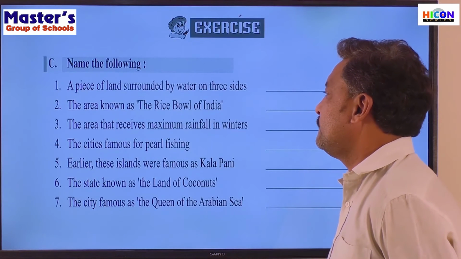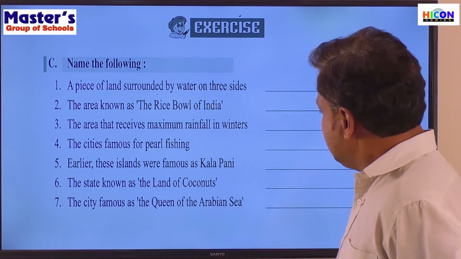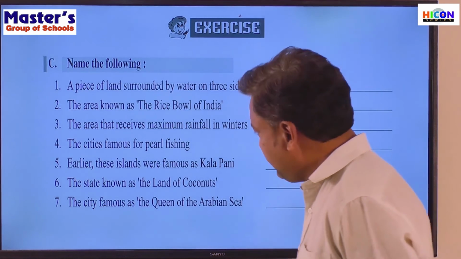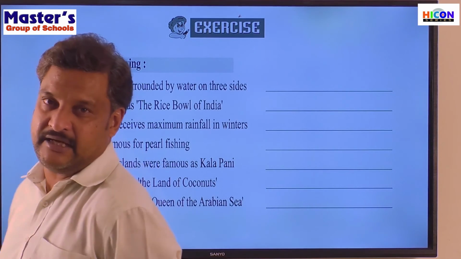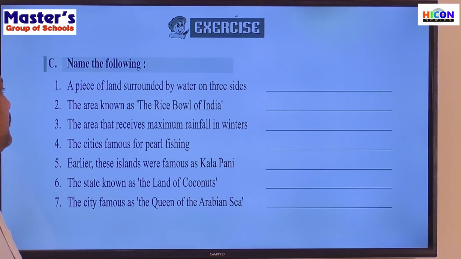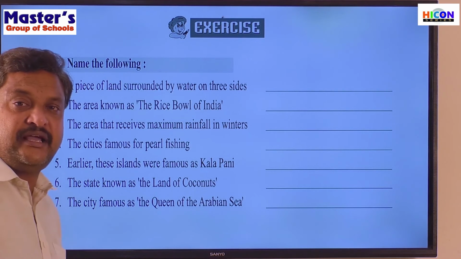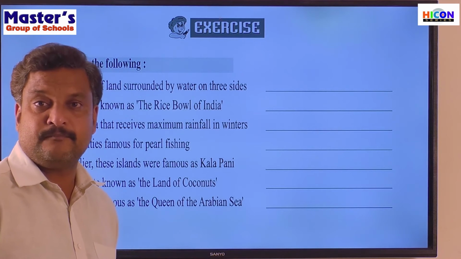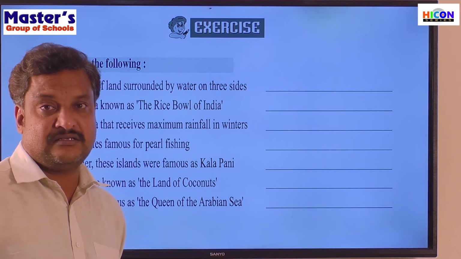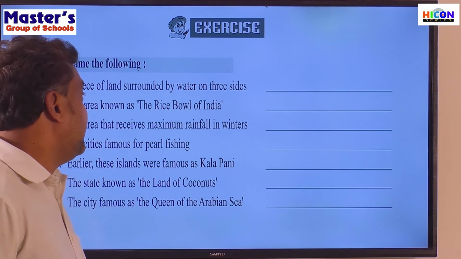Name the following. So, 7 descriptions are given here and we need to identify the item which each describes, right? A piece of land surrounded by water on 3 sides is known as a peninsular region, isn't it? A peninsula is a piece of land surrounded by water on 3 sides, and if it is on 4 sides, that becomes an island, right? The area known as the rice bowl of India. Which area of India is known as the rice bowl of India? The Northern Circars is known as the rice bowl of India.